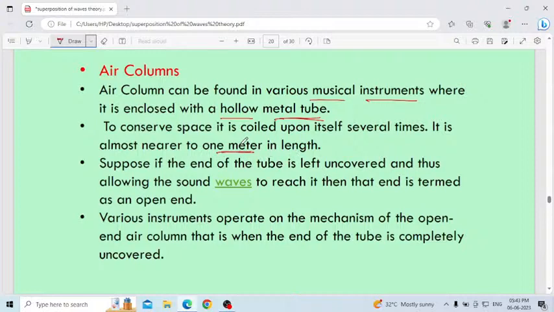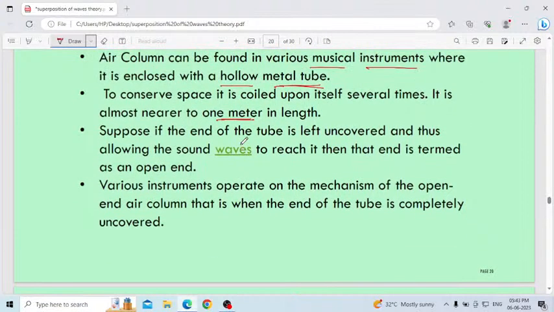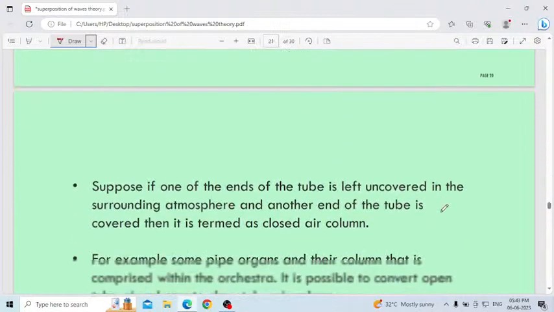What is the length of the air column? Almost it is 1 meter. Suppose the end of the tube is left uncovered, if it is open, thus allowing the sound waves to reach it, then that end is termed an open end. If the end is not closed, simple, that is the open end. Various musical instruments operate on the mechanism of the open end air column, that is when the end of the tube is completely uncovered, like flute, mouth organs, like that.